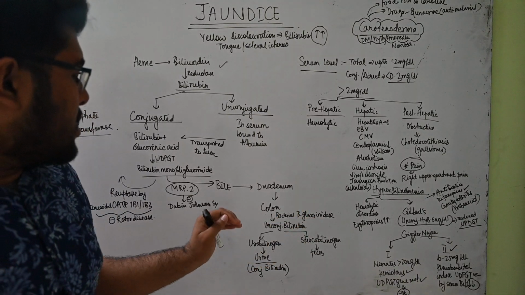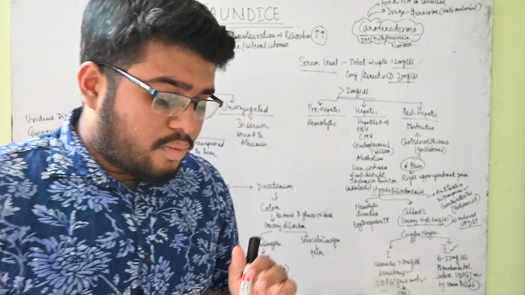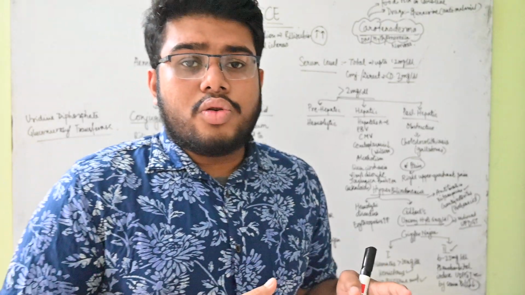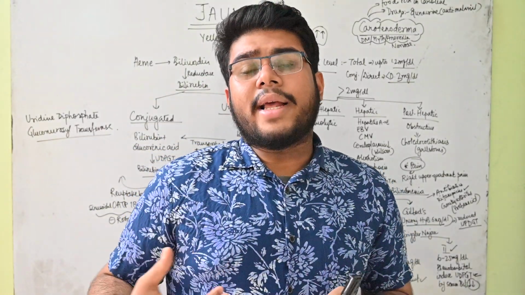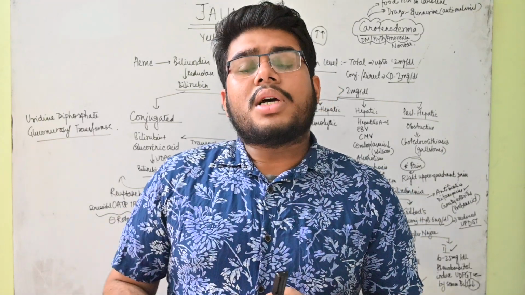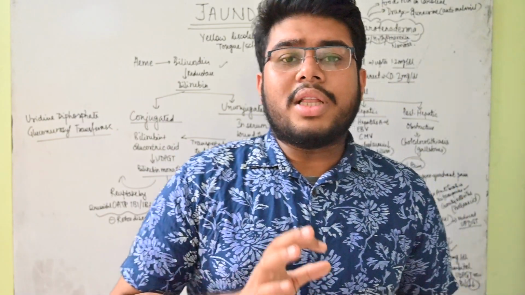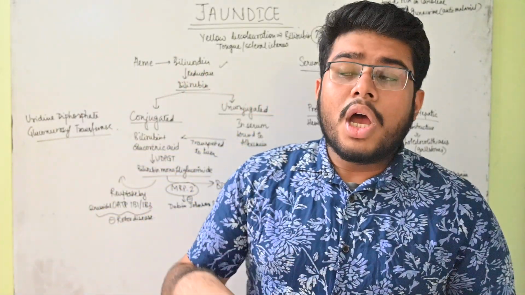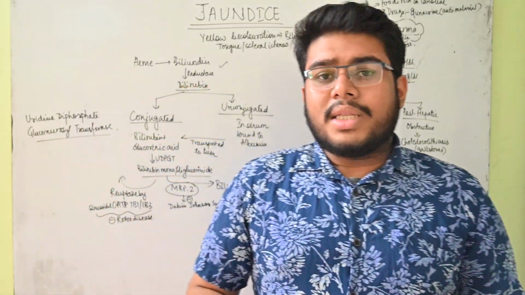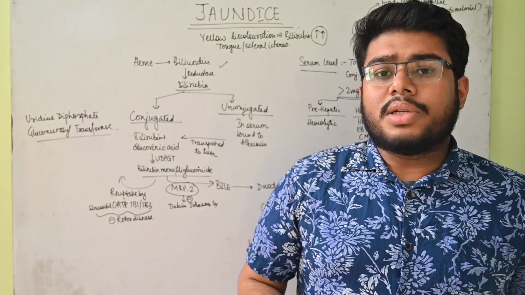Another thing you should remember is Dubin-Johnson syndrome. Now what is Dubin-Johnson syndrome? When the conjugated bilirubin is coming out from the hepatic tissue, that is hepatocytes, hepatic sinusoids, bile canaliculi, and it's eventually draining into the bile channel, that is the common bile duct, at that point there is a particular transport protein, multidrug resistance protein 2. If there is any mutation in its gene, or some problem in the synthesis of that protein, then that condition is called Dubin-Johnson syndrome.